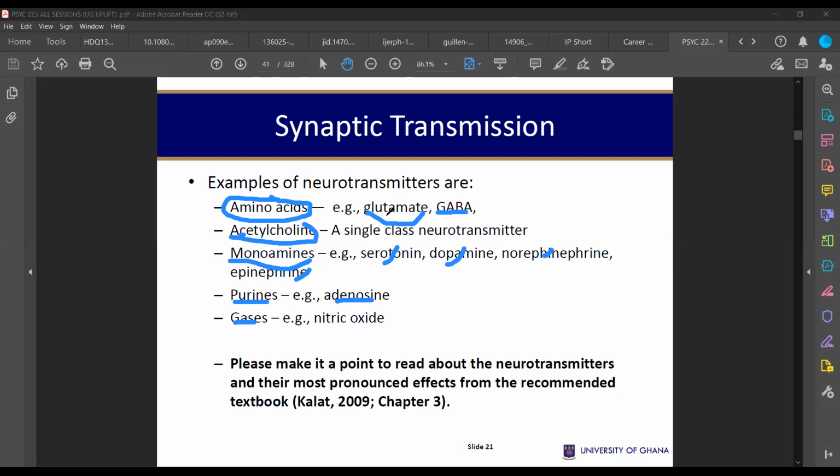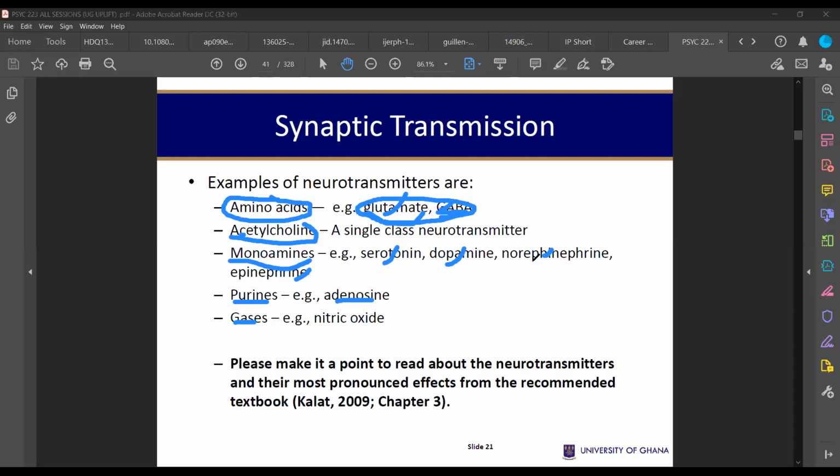So when you are tasked to mention any neurotransmitters, these are the ones you're supposed to know: glutamate, GABA, serotonin, dopamine, norepinephrine, and so on. But we can group each and every neurotransmitter into a different class. So glutamate and GABA, they are classed under what? Under amino acids. Then monoamines, we have serotonin, dopamine, and so on.